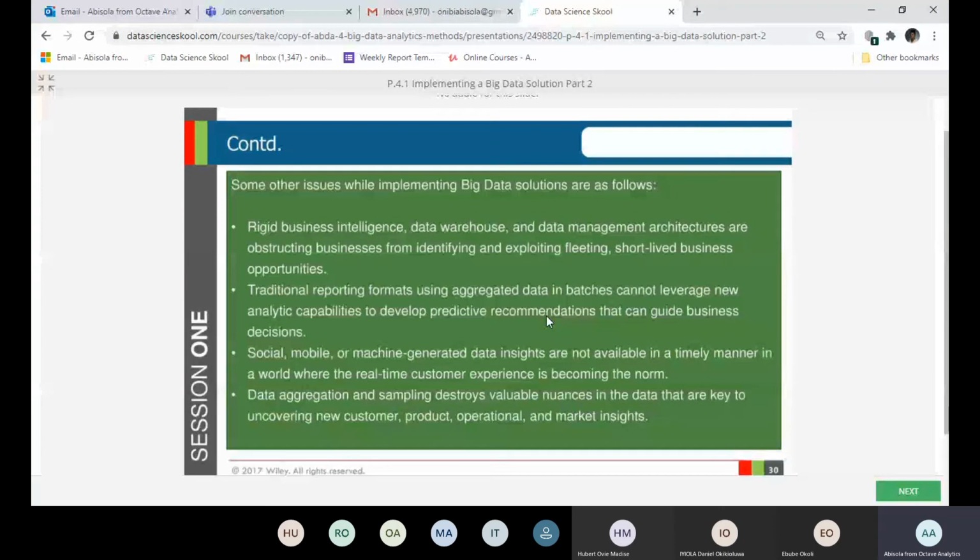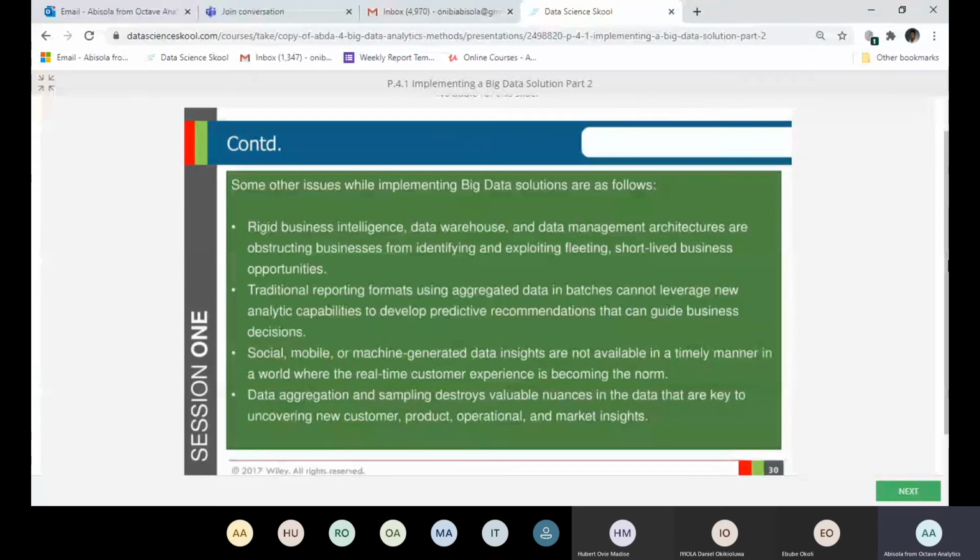Then traditional reporting formats. There are some reporting formats that they've been using. They've been telling you, when you are doing our reporting, we only want transaction values. That is all. We don't want any other thing. We don't want you to analyze our customer preferences. We don't want you to do any metrics on our customers. We just want you to do this and this and that. That is another thing that could be a challenge in implementing big data solutions.